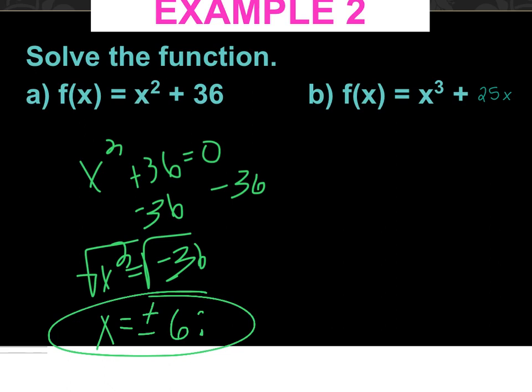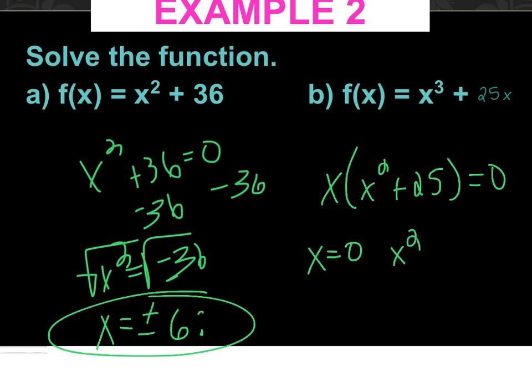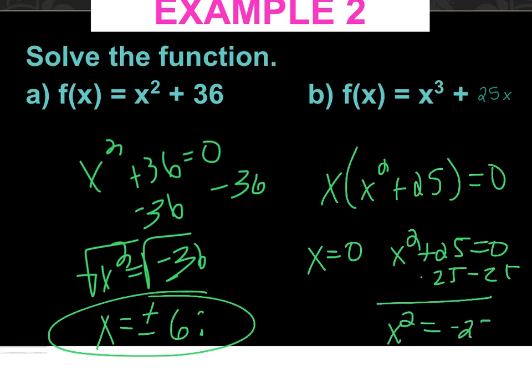What about the next one? 3 answers. Good. I can factor out an x. There's a GCF. So I have x times what? x squared plus 25 equals 0. Can I factor x squared plus 25? No. So I have x equals 0 and x squared plus 25 equals 0. So subtract 25 from both sides. x squared equals negative 25.